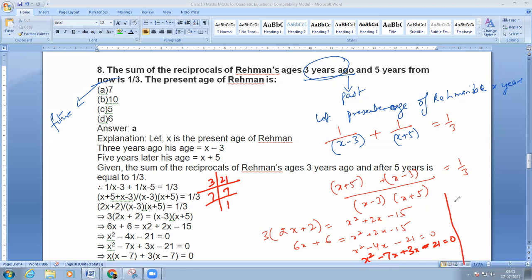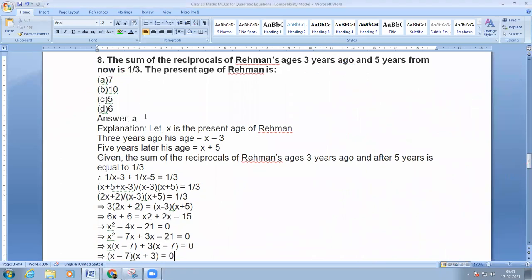So when we solve it, we take x common, and we are left with x minus 7. Then we take 3 as common, so x minus 7 is equal to 0. Therefore, we get x plus 3 times x minus 7 is equal to 0. So x is equal to minus 3 or x is equal to 7. Now age can't be negative, so the x value is 7. His present age is 7. So the answer will be A. Now we are moving to question number 9.